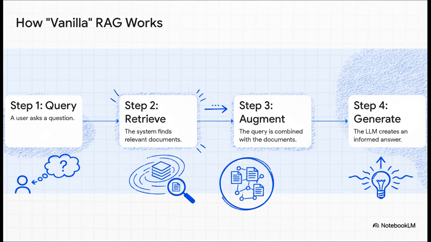You ask a question, the system quickly finds a few relevant paragraphs from its knowledge base. Then it staples those paragraphs to your original question and hands the whole package over to the LLM to write a final, much more informed answer. It's simple for sure, but for a lot of basic questions, it's incredibly effective.